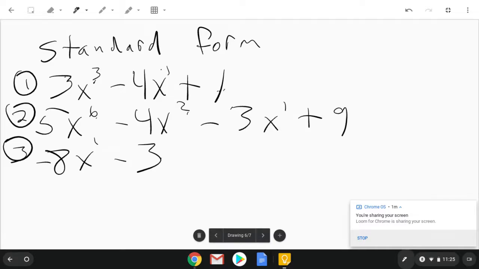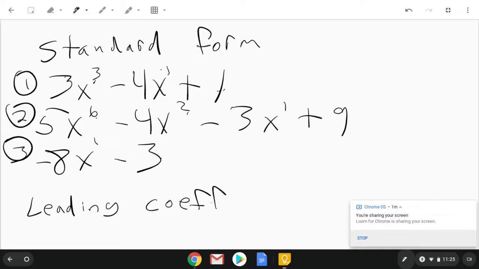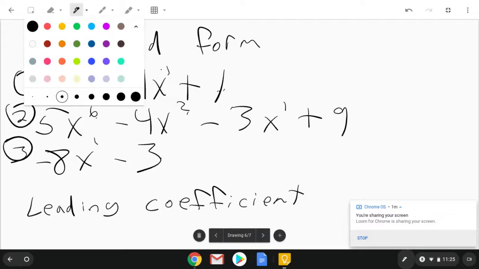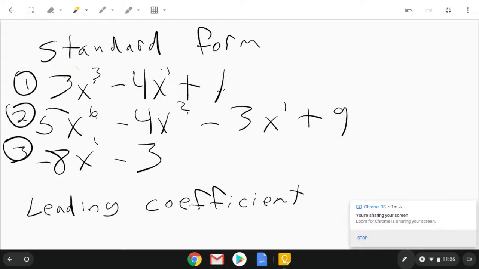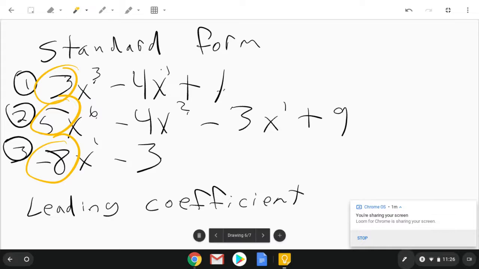Now, besides the standard form, you can also talk about the leading coefficient of the polynomial. So this is just the coefficient that's attached to the highest degree term of the polynomial. So for that first example that we had, the 3 would be the leading coefficient. For the second one, it'd be the 5. And then for the last one, it'd be the -8. Those are the leading coefficients. Those are just the coefficient that's attached to the leading term, the highest degree term.